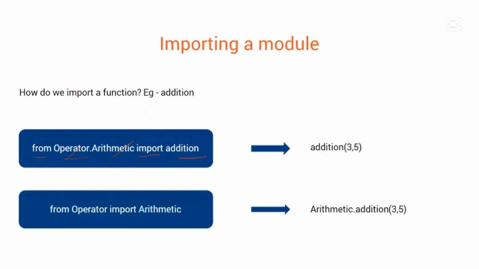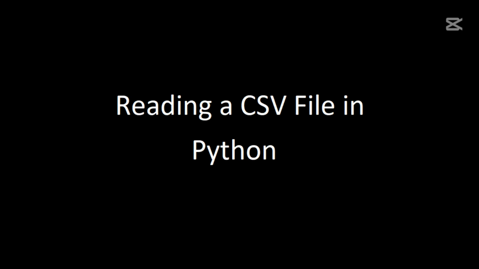The other method to import is by importing the module rather than the specific function. So for example, we can import the arithmetic module from the operator package. Now, when we want to use the addition function, I can use a dot operator to access this function which resides inside this module. So addition will be called by arithmetic.addition supplied with the parameters. So this is how we can import a module in a Python function.